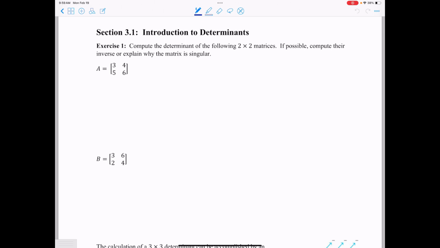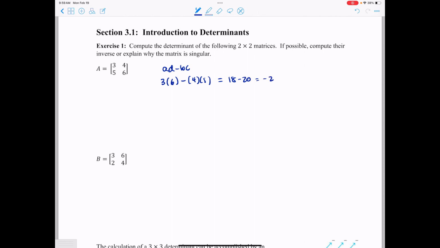In this section, we'll look at determinants, and not just determinants of 2x2s, but of any size, and how they connect to a matrix being invertible. So here are two matrices, and we're just going to find the determinant. Let me tell you that the determinant of a 2x2 is AD minus BC. So in this case, it's 3 times 6 minus 4 times 5. So this is 18 minus 20, so the determinant is -2.